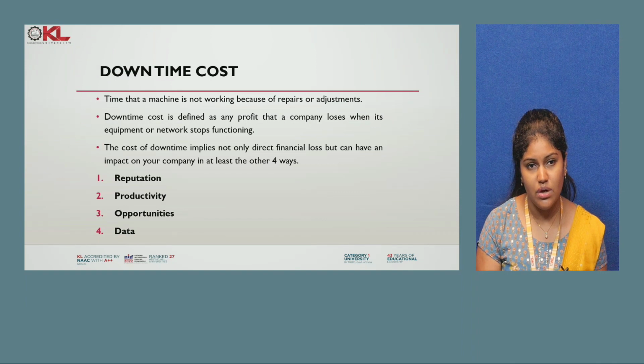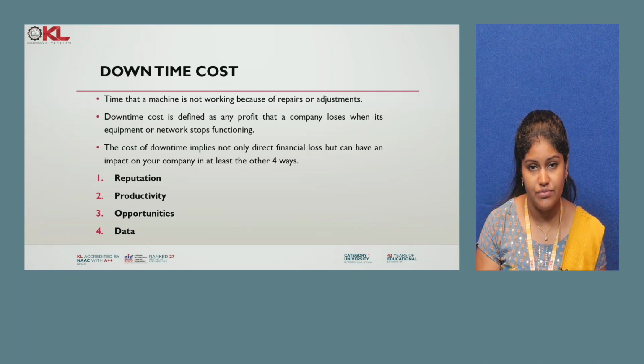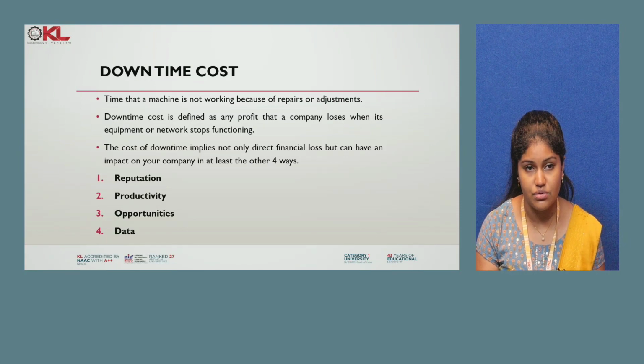Next is the downtime cost. What is meant by downtime cost? Downtime is the time that a machine is not working because of repair or adjustment. So if the machine is not working for 1 week or 2 weeks or for a month because of any repair issue or any adjustment issue, that time is known as the downtime.